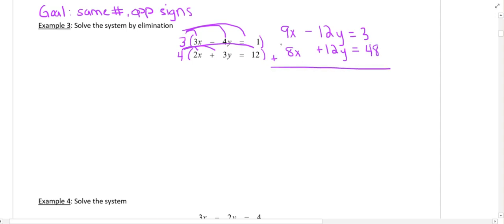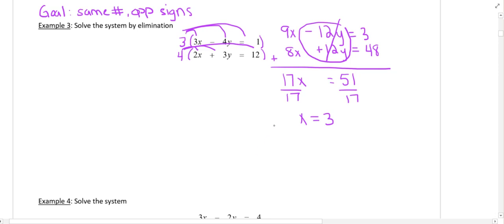If I add all of these together, 9x plus 8x gives me 17x. These 12y terms are going to eliminate: negative 12 plus 12 gives me 0. And then 3 plus 48 gives me 51. I divide both sides by 17, and I get x equals 3.